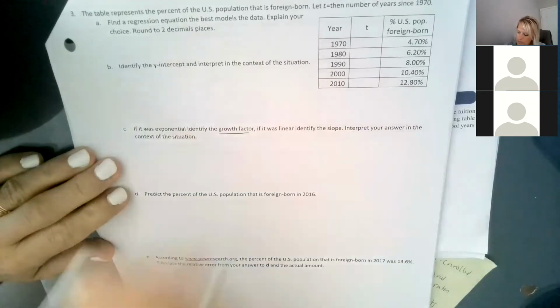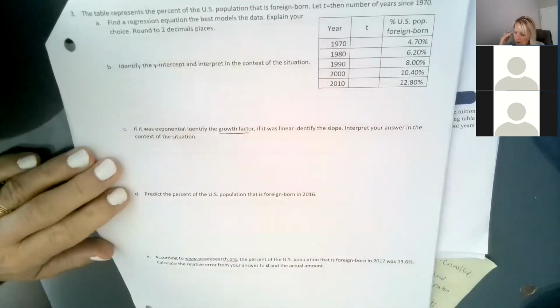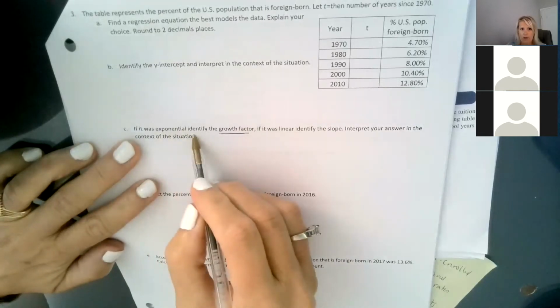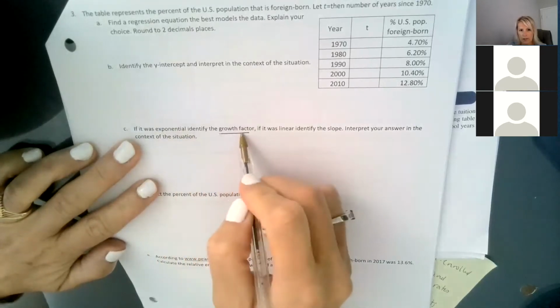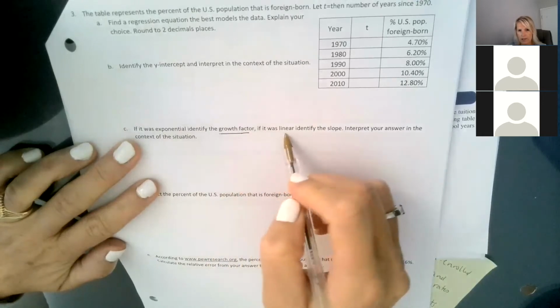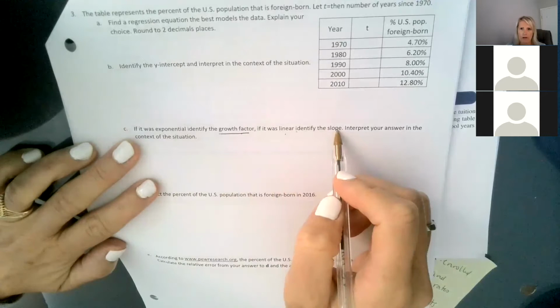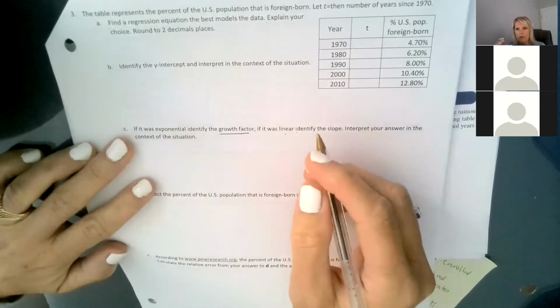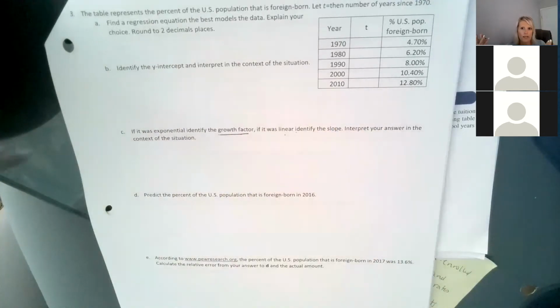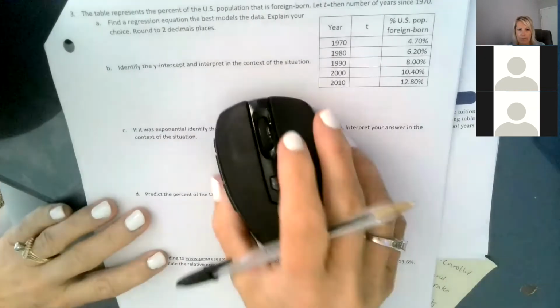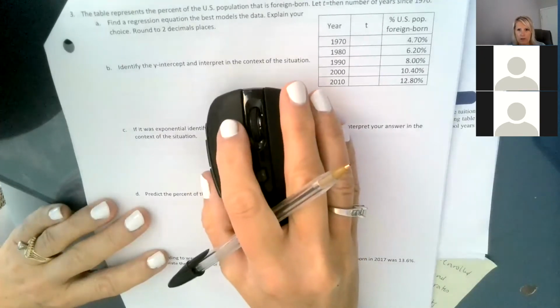Does it want us to do both, because question C asks to identify the slope too, or just the one that we found? Whichever one you chose. It says if you chose the exponential model, then explain your growth factor. If you chose the linear model, then explain your slope. Okay, that makes more sense. So basically, whichever one you chose, explain your rate of change. Okay, thank you. You're welcome. Great question.